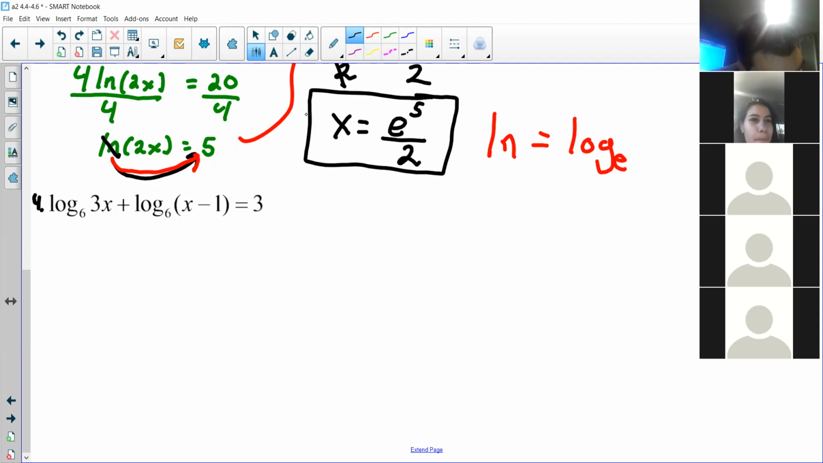Go ahead. For number 4, do we combine or multiply the logs? Perfect. So Ella said it. We have 2 logs here, and we can't move it over unless we have 1 log. So we're going to combine them. Haley, you finish it off. Because it's a plus sign, what kind of combination will occur?